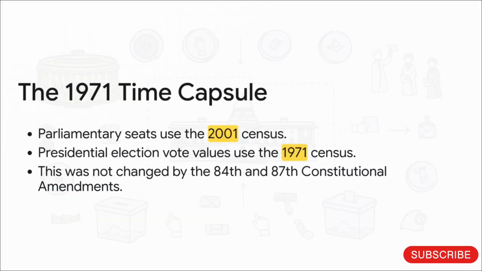Okay, so here's the deal. The presidential election is kind of stuck in a time capsule. While other political calculations, like figuring out parliamentary seats, have been updated using more recent census data, the population figures used for the presidential vote are frozen. They are still based on the 1971 census. And this wasn't some oversight. It was a very deliberate choice made through constitutional amendments years ago.